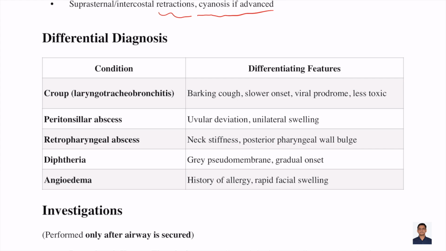Differential diagnosis includes croup, peritonsillar abscess, retropharyngeal abscess, diphtheria, and angioedema. In croup, there is a history of barking cough, slow onset of fever, viral prodrome, and the patient looks less toxic. Peritonsillar abscess usually presents with unilateral neck swelling with uvular deviation. Retropharyngeal abscess presents with neck stiffness and posterior pharyngeal wall bulge. In diphtheria, you can see the pseudomembrane and a history of gradual onset of disease. And in angioedema, there is a history of allergy, swollen lips, swollen tongue.